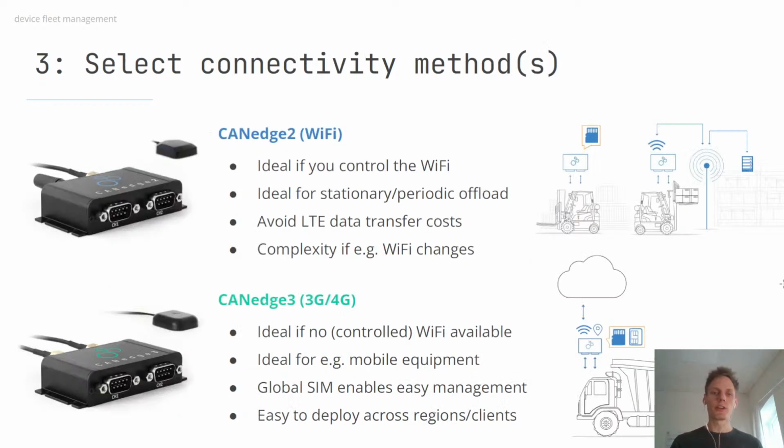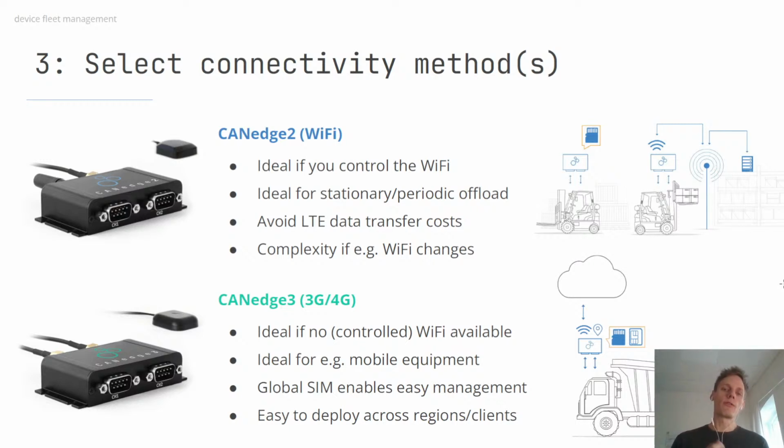Another thing you need to consider when you deploy a fleet of CANedge devices is whether to go for Wi-Fi or cellular. Wi-Fi is great if you control the Wi-Fi. So if you're going to connect the device to stationary assets, for example, in a lab where you have full control over the Wi-Fi, then the CANedge is definitely the way to go because you essentially save on LTE data transfer costs and it's quite simple to work with.